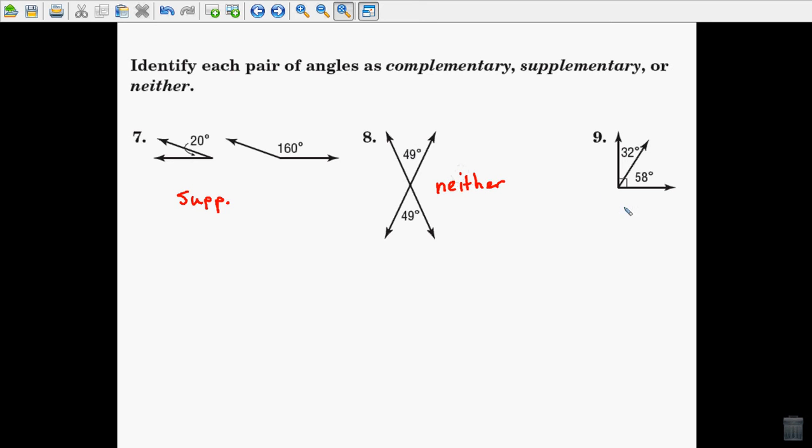complementary or supplementary. And finally, with number 9, we add 58 and 32, and we get 90. So these are complementary, and I'll just go ahead and abbreviate comp for complementary.